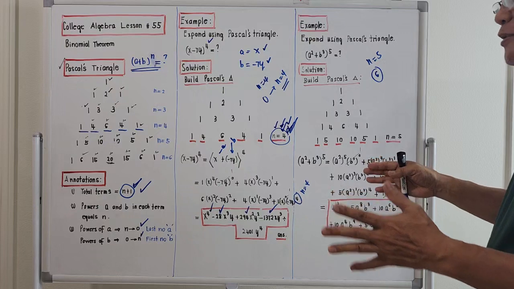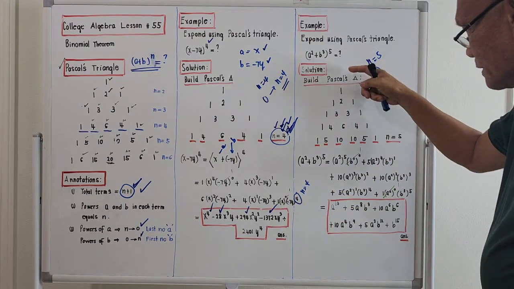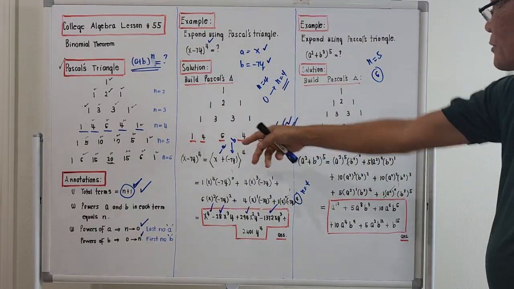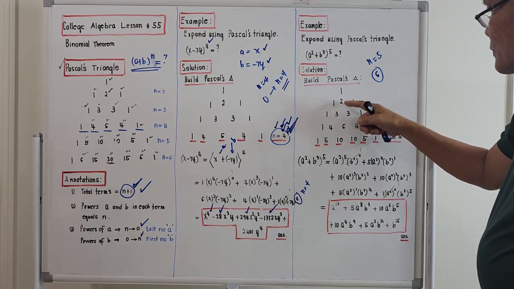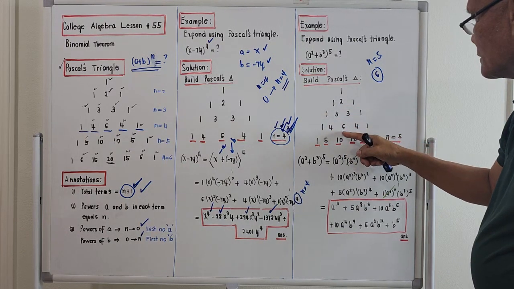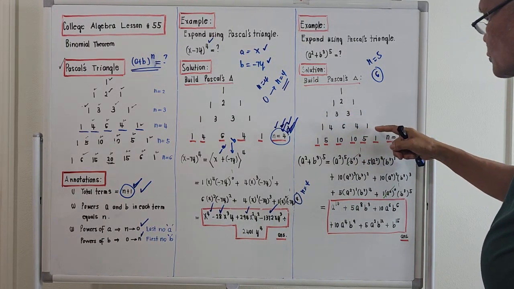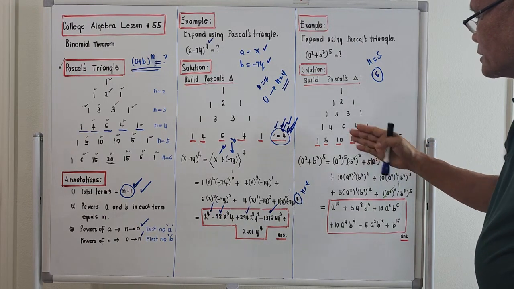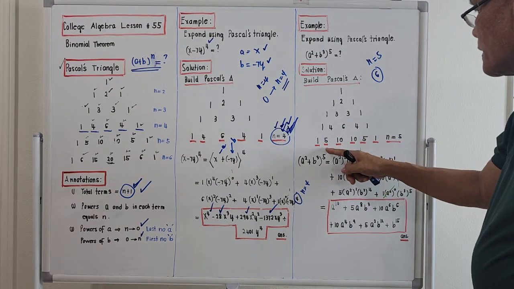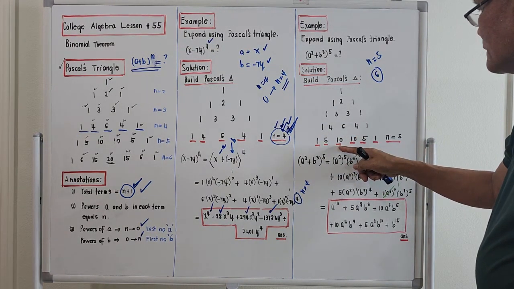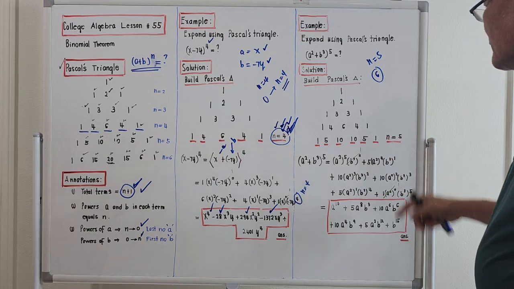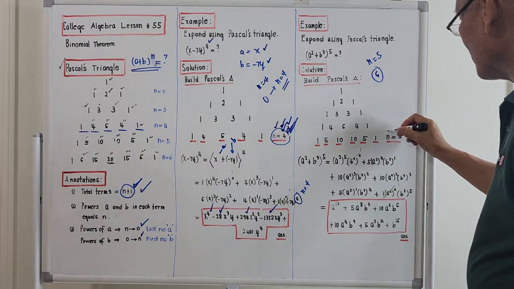Okay, to determine the coefficients of the 6 terms, we will build the Pascal's triangle. This is 1, 2, 1. 1 plus 2 will be 3, 2 plus 1 will be 3, this is 1. 1 again, 1 plus 3 will be 4, 3 plus 3 will be 6, 3 plus 1 will be 4, last 1 will be 1. Okay, next is n is 5: 1 and 1. Okay, 1 and 4 will be 5, 4 and 6 will be 10. 6 and 4 will be 10 again, 4 and 1 will be 5, last 1 is 1. So this is for n is equal to 5.